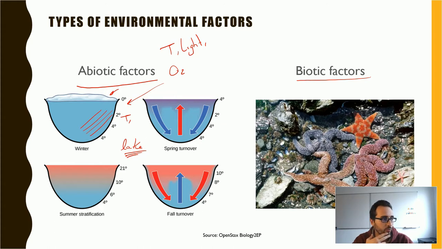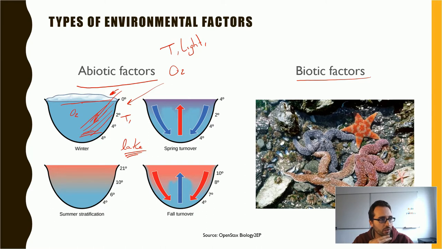For example, in winter we are going to have this ice cap covering the lake, so this ice cap prevents the sunlight from getting too far inside the lake. The oxygen is not going to vary a lot, I suppose. You can see the temperature here. This is the gradient of temperature. It is colder at the surface, whereas in the deeper zones the temperatures are higher.